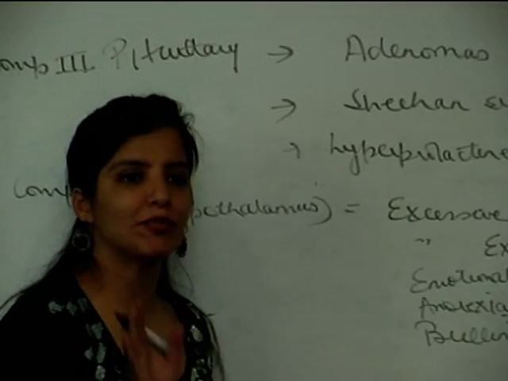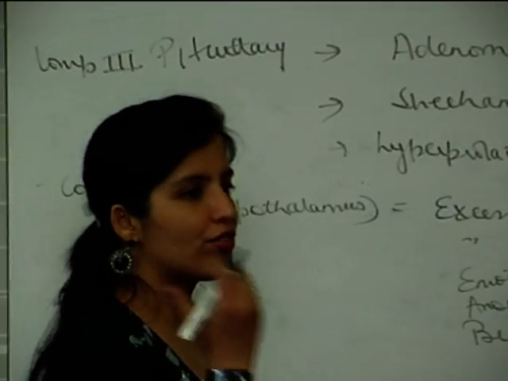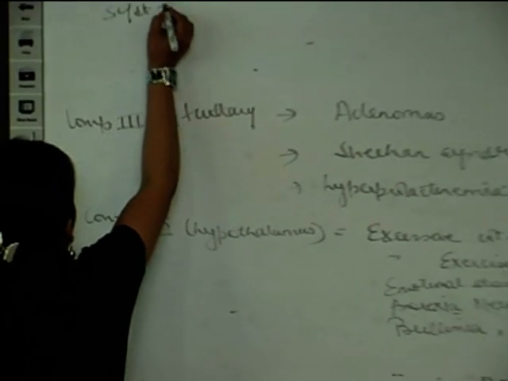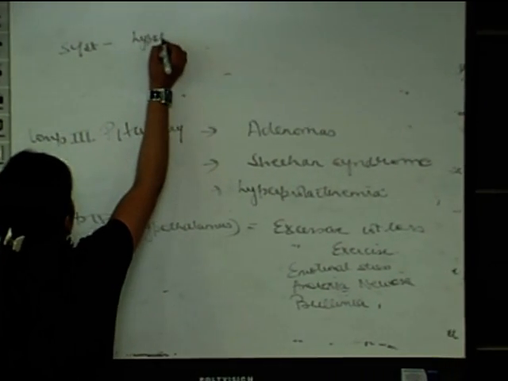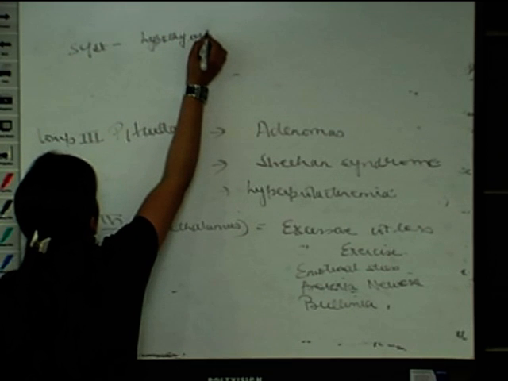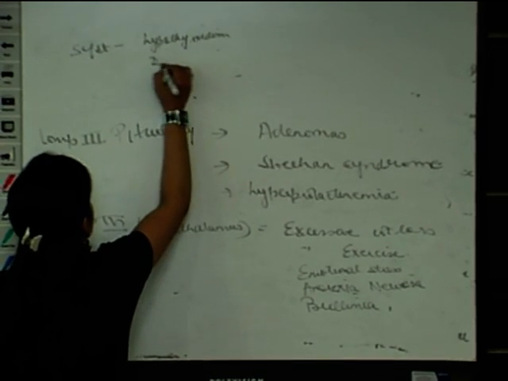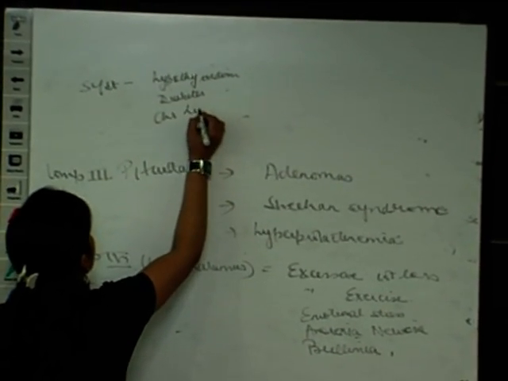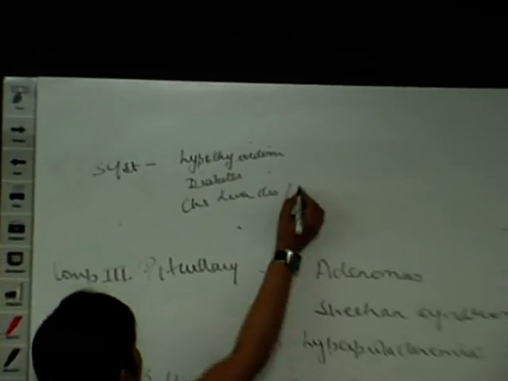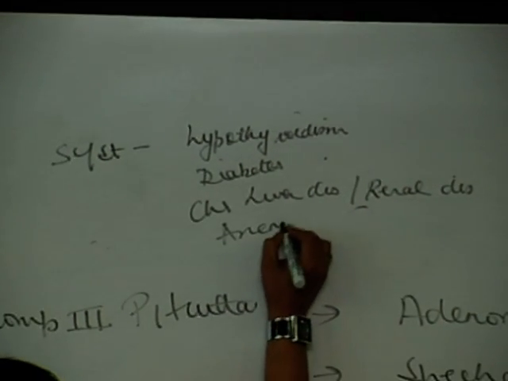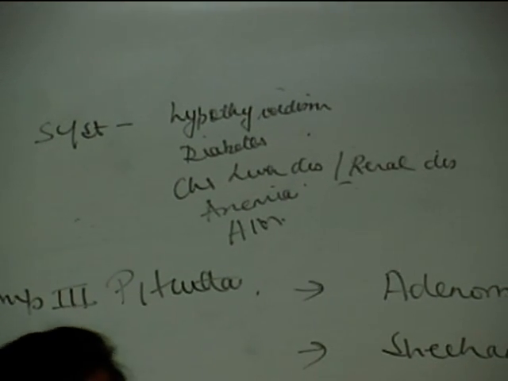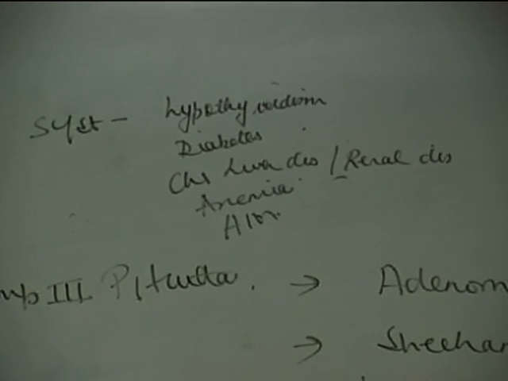Besides these compartment-wise causes, other generalized systemic causes of secondary amenorrhea are hypothyroidism, diabetes, chronic liver disease, renal disease, anemia, HIV. Now, coming to compartment 1.